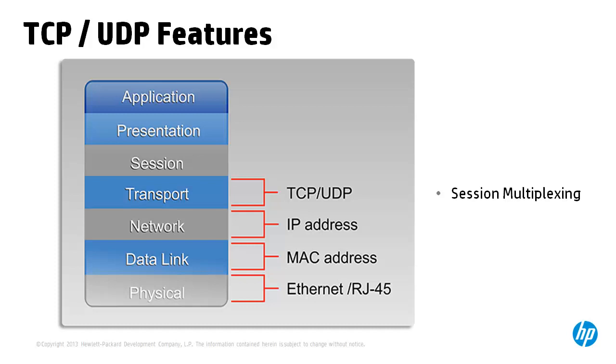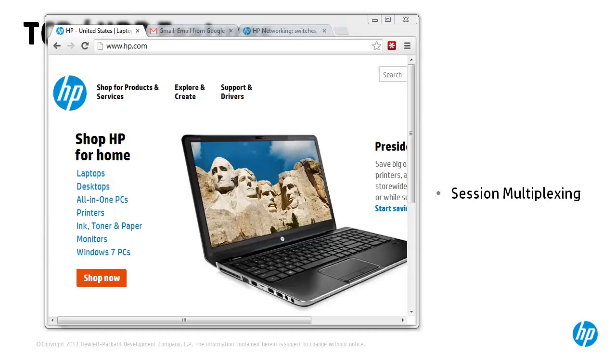Now, TCP and UDP provide various features. One of the features is session multiplexing. This is where several message streams or sessions are multiplexed onto one logical link, and TCP and UDP keep track of which messages belong to which sessions. This would allow, for instance, one computer or host with a single IP address to communicate with multiple servers or multiple devices and have multiple sessions open at the same time. I, on this single machine, could open up multiple sessions to servers on the internet.